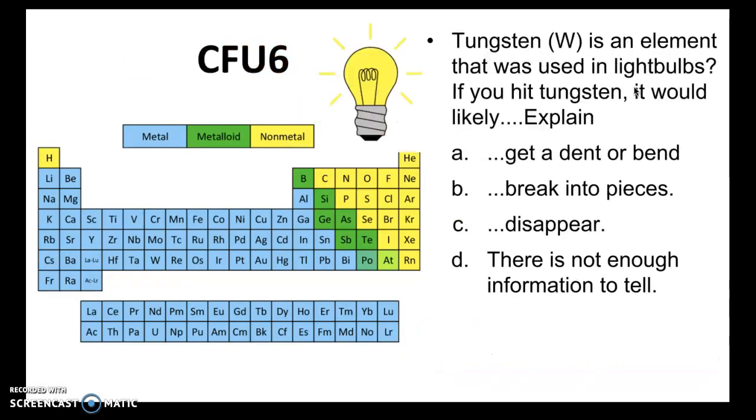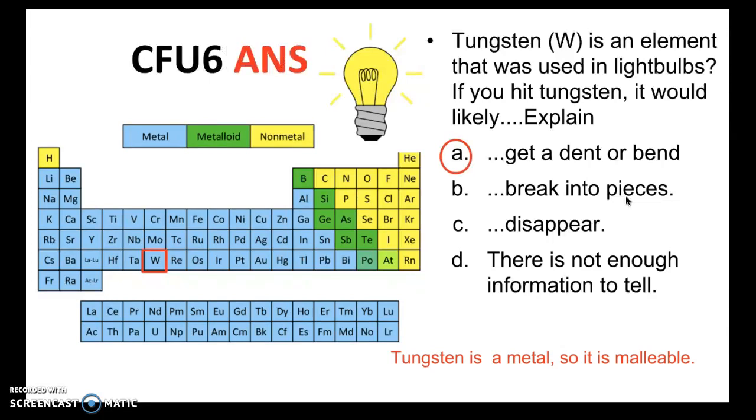Last one: tungsten is an element that was used in light bulbs. If you hit tungsten, it would likely... which of the following choices would be true, and make sure you explain. So let's find tungsten here. The symbol is W, and that's where it is in the periodic table. Pause the video now. When you press play again, the answer will be revealed. Great, the answer is A. Tungsten is a metal, so it's malleable, so if you hit it or drop it, it will likely get dented or bent.